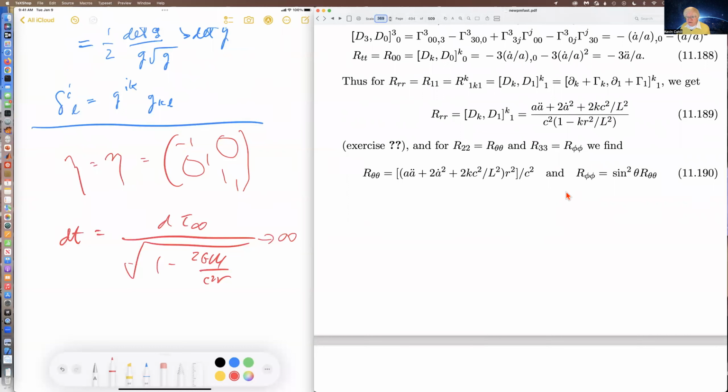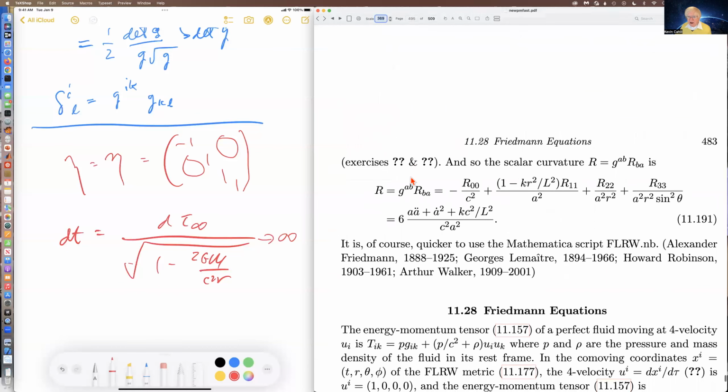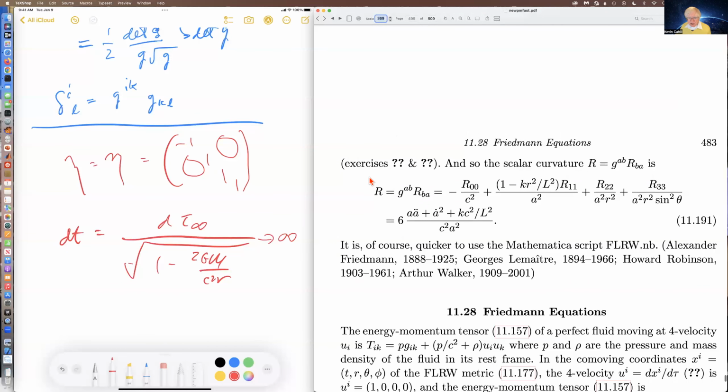The theta derivatives are also fairly simple. In fact, they're closely related. The phi component is just sine squared theta times the theta component. And if you compute the curvature scalar, you get this expression here.